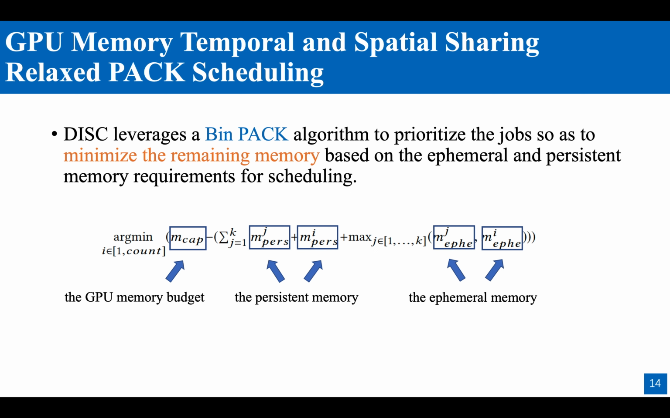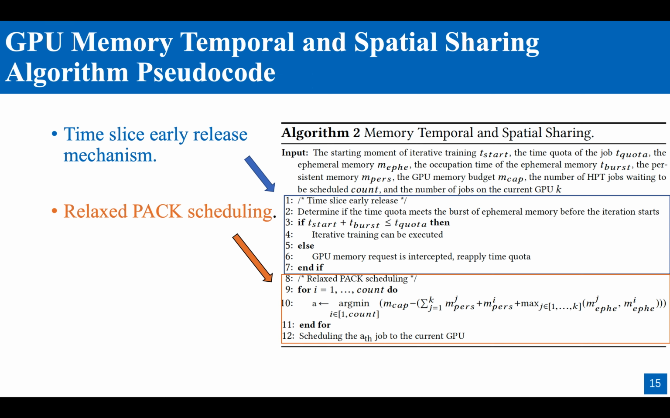Specifically, DISC designs a relaxed pack scheduling policy. It maximizes the sum of persistent memory and the maximum of ephemeral memory for multiple jobs. DISC leverages a bin pack algorithm to prioritize the job so as to minimize the remaining memory based on the ephemeral and persistent memory requirements for scheduling. Here is the pseudocode of GPU memory, temporal, and spatial sharing, which has the time-slice earlier release mechanism and relaxed pack scheduling.